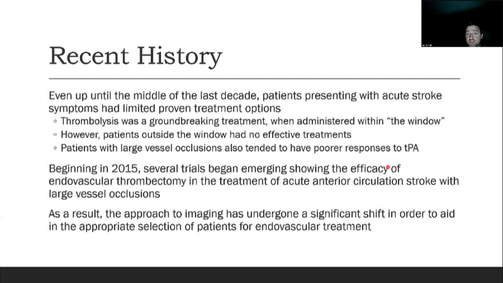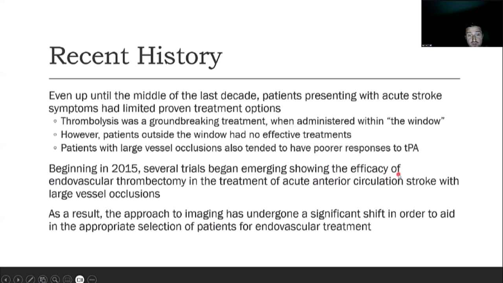Patients with large vessel occlusions also tended to have very poor responses to TPA just because there was such a large burden of clot to actually bust, so it was tough to get it in time to salvage the brain tissue. Then right at the beginning of 2015, there were several trials that began emerging showing the efficacy of endovascular thrombectomy in treatment of acute anterior circulation stroke with large vessel occlusions.